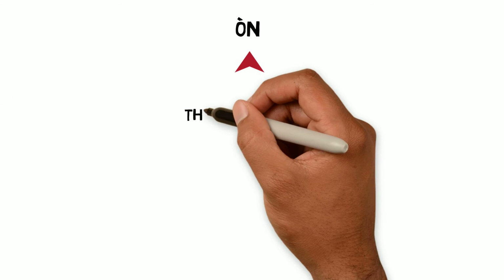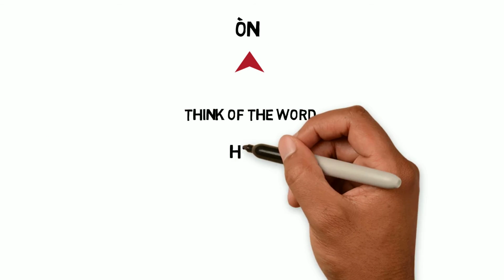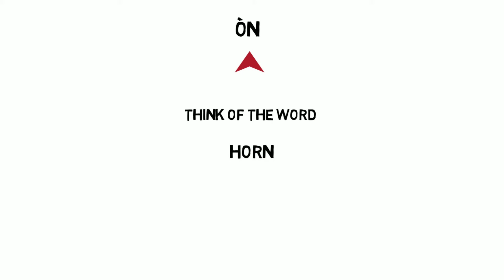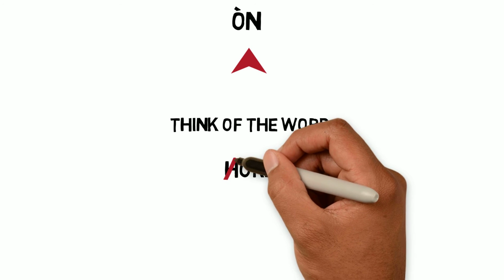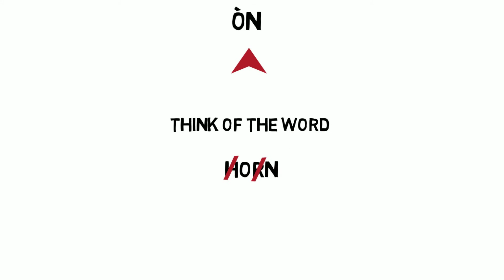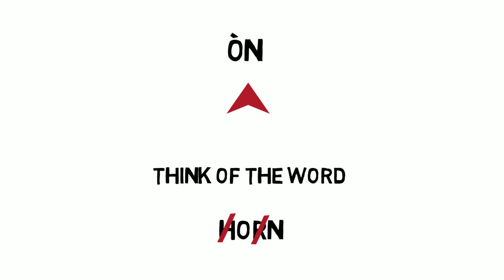To get a better idea of how it sounds like, think of the word horn in English. It basically sounds like the word horn in English, except without the H and the R. Again, it is pronounced as on.